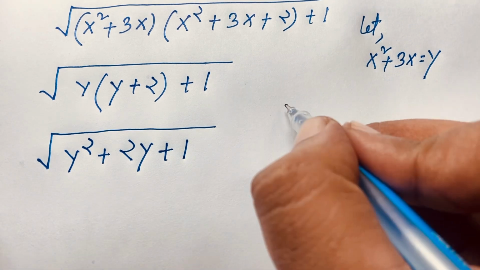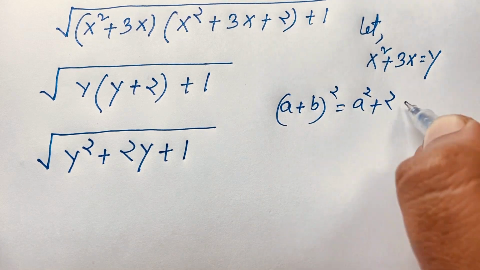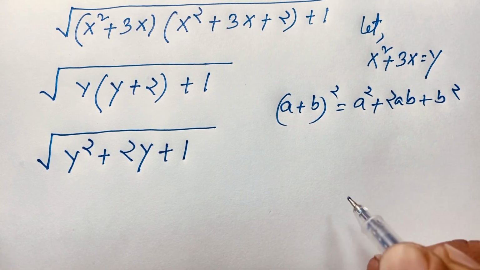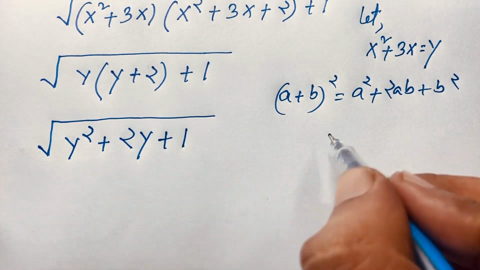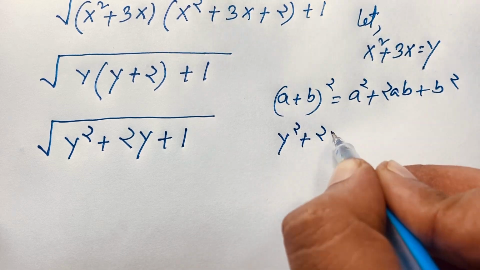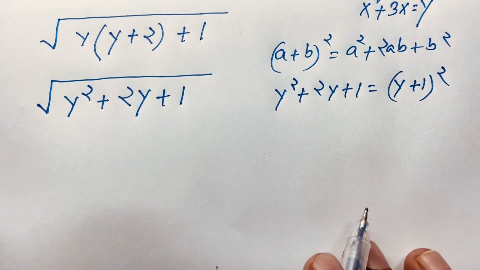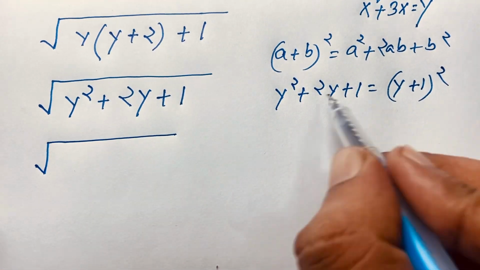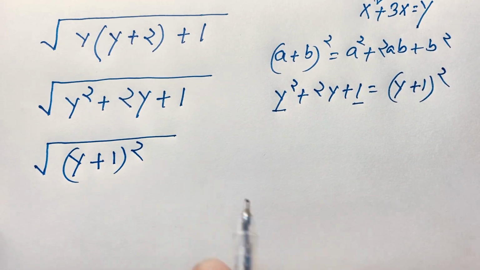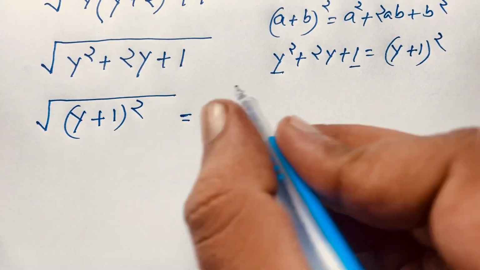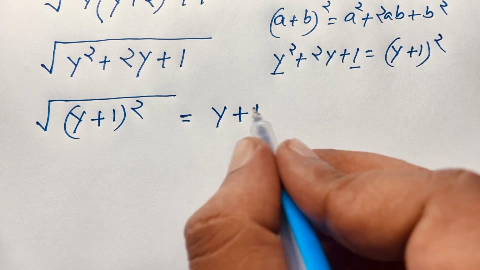Then you know that a plus b whole square is a square plus 2ab plus b square. According to this formula, here a is y and b is 1, so you can see y square plus 2y plus 1 is y plus 1 whole square. Now the square root and the square cancel out, and we find y plus 1, in absolute value.